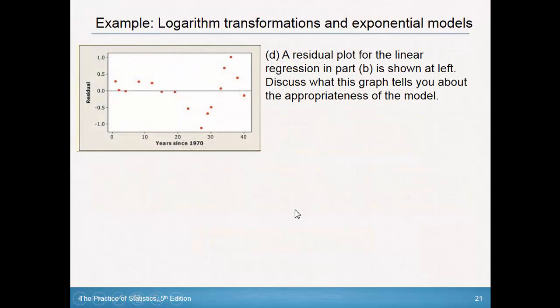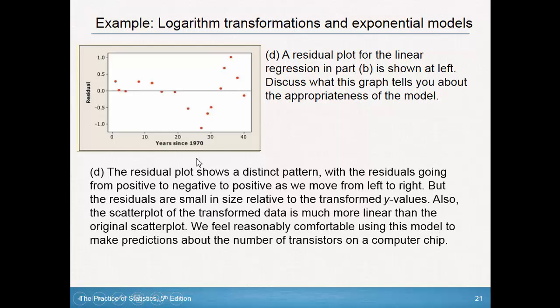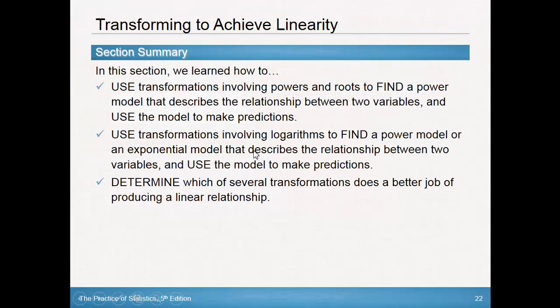The residual plot for the years since 1970 and the natural log of the transistors is listed here. What does the graph tell you about the appropriateness of the model? There's somewhat of a pattern, but the residuals go positive to negative as we move from left to right, and the residuals are small in size. They're not far off. So we still feel comfortable that this is a linear model using natural log of transistors versus years since 1970. And that's what we've learned in this section.